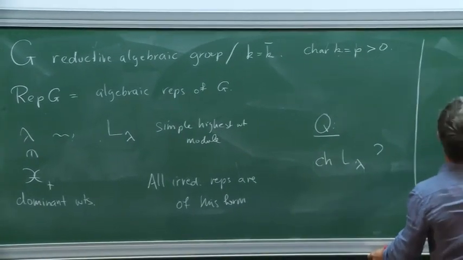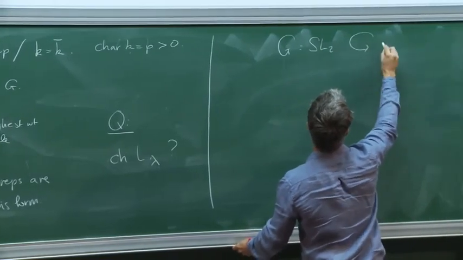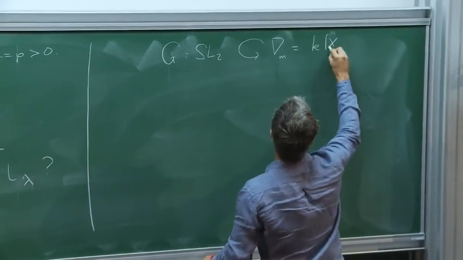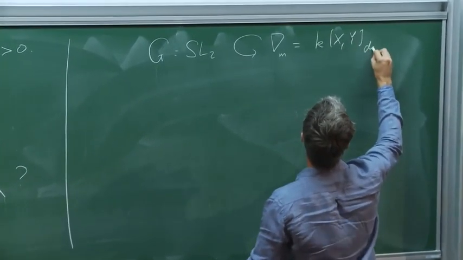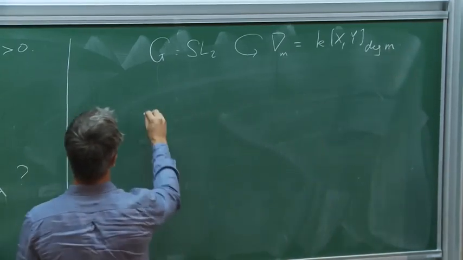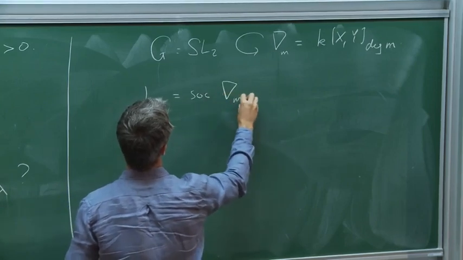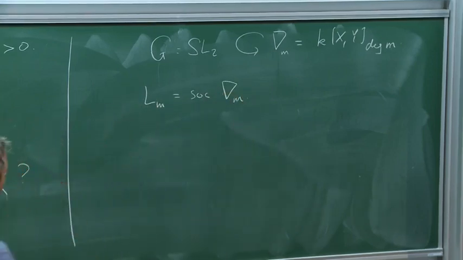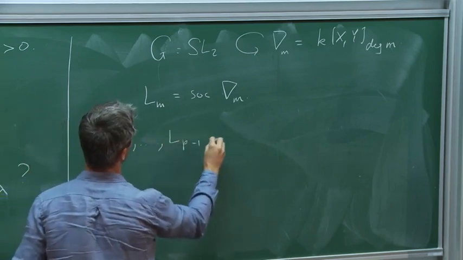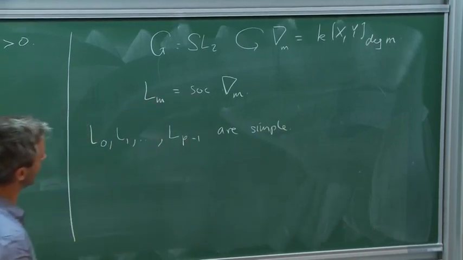if G is SL2, then this acts on nabla M, which is polynomials in two variables of degree M. And in this case, L of M is the socle of nabla of M. And L of 0, L of 1, up to L of P minus 1 are simple. So this is not a difficult exercise.